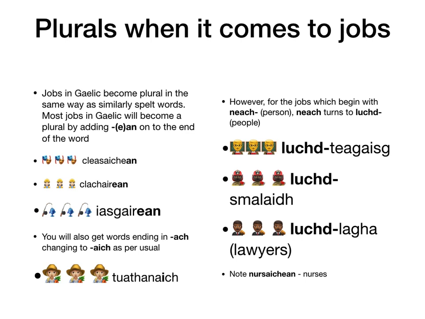And you also get words ending in "ach", again changed to "ich", as per usual. So "tuathanaich" is the Gaelic for farmers. Now you'll notice though, back when we looked at the jobs earlier on, that a lot started with the word "neach", and "neach" is the word for person. Quite often in the old days it used to be "fear", as in a man, but of course with political correctness and progress, we now just use the gender neutral "neach".